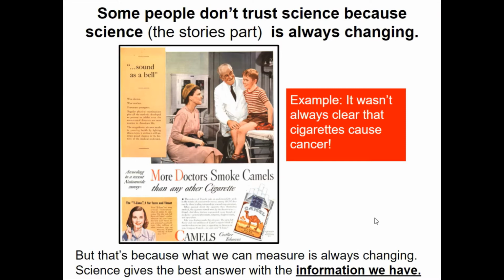Some people don't trust science because the stories part of science is always changing. For example, it wasn't always clear that cigarettes cause cancer. But that's because what we can measure is always changing, and what we have measured is always changing. Science gives us the best answer with the information we have. So once people studied this and said, okay, no, this is really inappropriate for this doctor to be in this cigarette commercial, the connection between cigarettes and cancer was made much clearer to everyone.